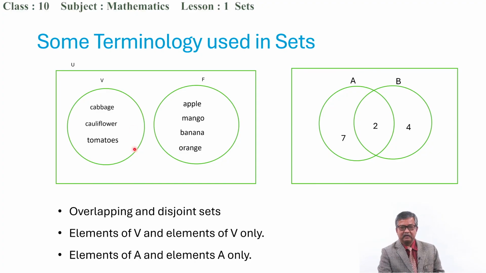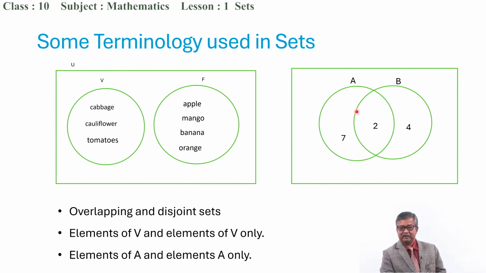Then what difference do you get in these two Venn diagrams? Can you tell me? Yes, very good. In the first Venn diagram, the two sets do not contain common elements, isn't it? So that's why set B and set F are different. Look, set B is this, set F is this.